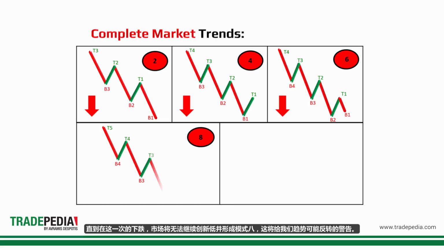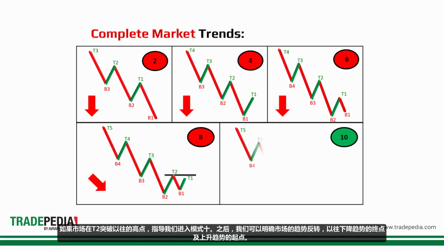Until one time in all of this downtrend, the market will fail to continue to a new low, forming a pattern number 8 and warning us of a possible trend reversal. Now, if the market is to break above the previous top at T2, leading us to pattern number 10, we then have a confirmation of a trend reversal, the end of the previous downtrend, and the beginning of a new uptrend in the market.